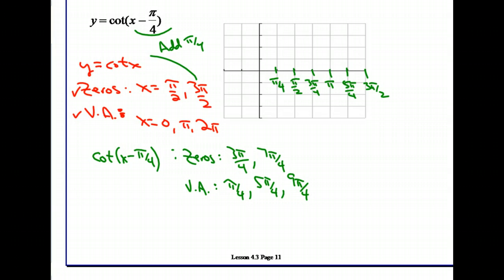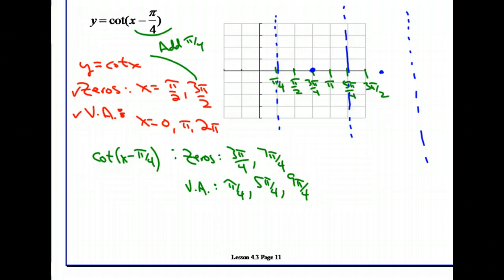All right, let's plot our points on here. We've got zeros at 3 pi fourths and 7 pi fourths, which would just be one more down, because that'd be 7. We got vertical asymptotes at pi fourths, and then our next one is at 5 pi fourths. And our next one isn't really going to show up. It would have been 9 pi fourths, which would have been down here somewhere.